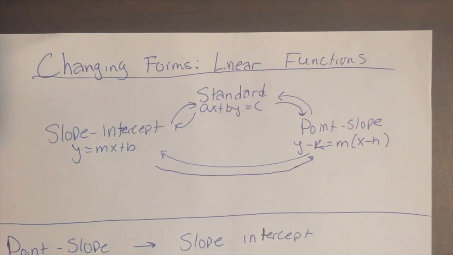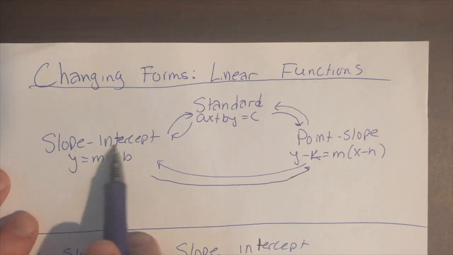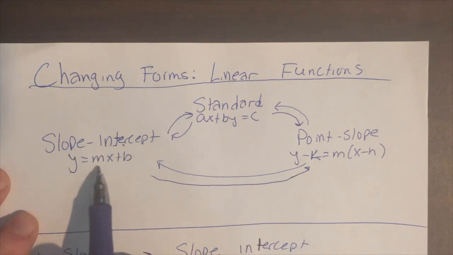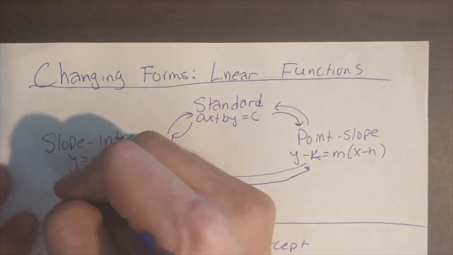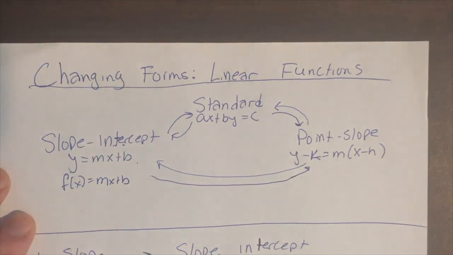Just decided to make a little video on a really important topic, changing forms, linear functions, right? So in class we've learned now, or you've learned in the past, about three different forms. We've learned about slope-intercept form, y equals mx plus b, and in this unit we'll talk about f of x equals mx plus b, potentially.